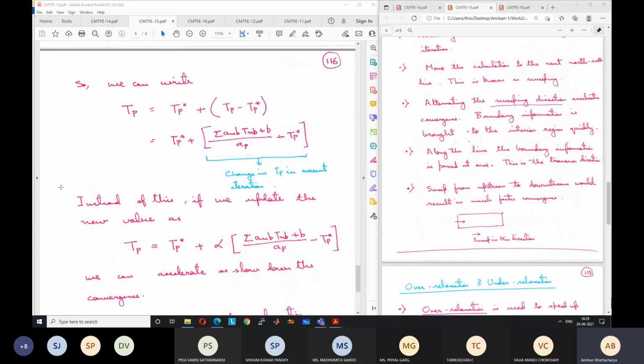This process, what we have just discussed now, is known as under relaxation. What we have done is we have slowed down the convergence. We have reduced the amount by which the value is going towards a particular value.